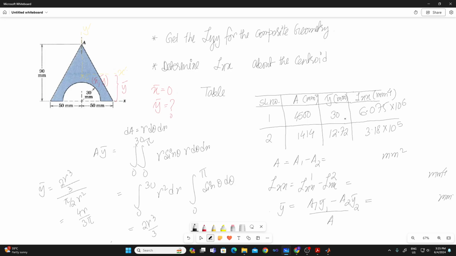Right now you have the y coordinate of the centroid of the triangle and the y coordinate of the centroid of the semicircle. Now if we want to evaluate the y coordinate of the centroid of the total area, this is the formula. So how much is the total area? It is 4500 minus 1414, so 3086.28. And how much is this quantity, y bar?